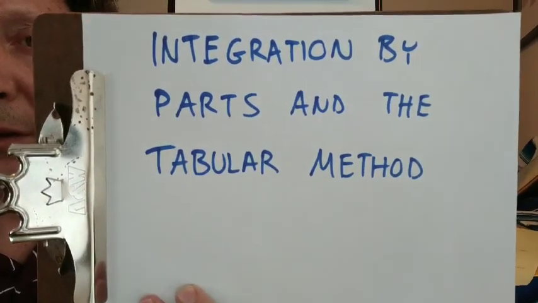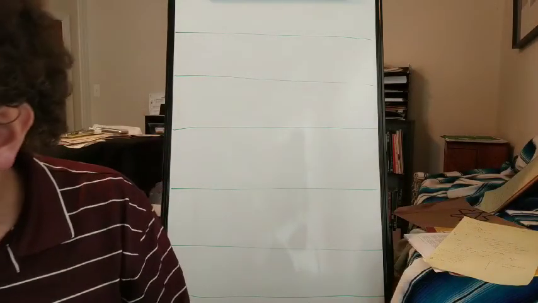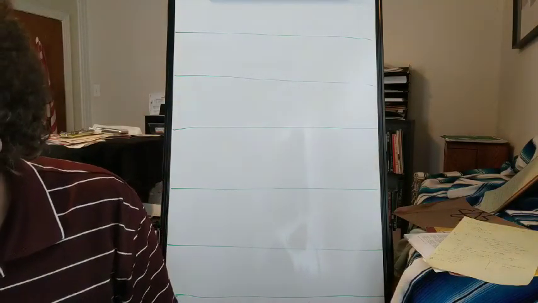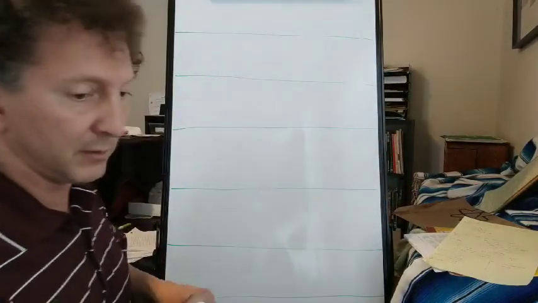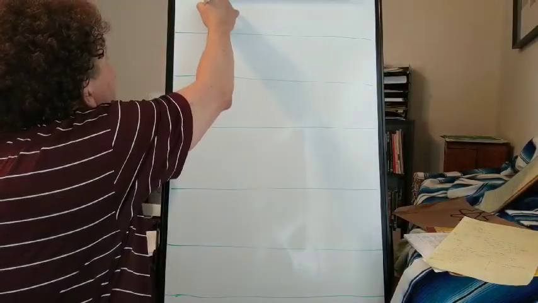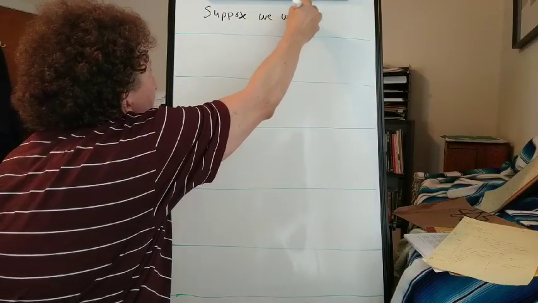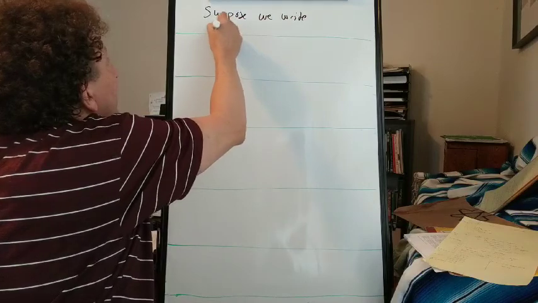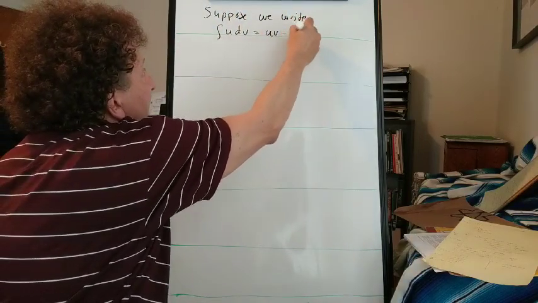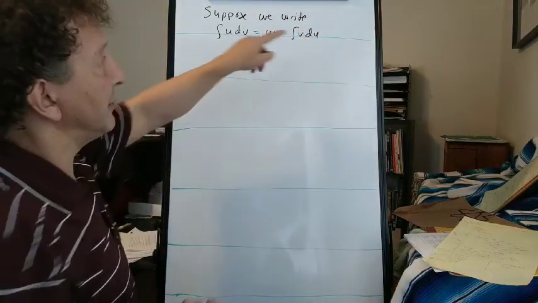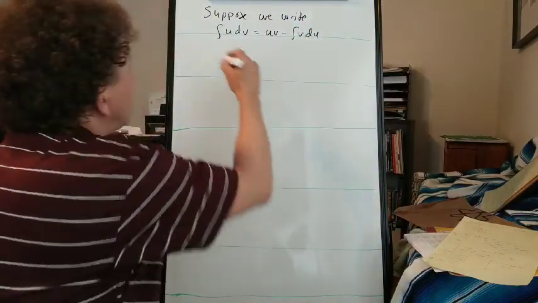Integration by parts can be a drag if you have to do it multiple times. So let's look at a method for doing it multiple times that's a little bit less of a drag. So suppose we write the integral of u dv equals uv minus the integral v du, and we find that we can't do this integral either, so we have to do integration by parts again.